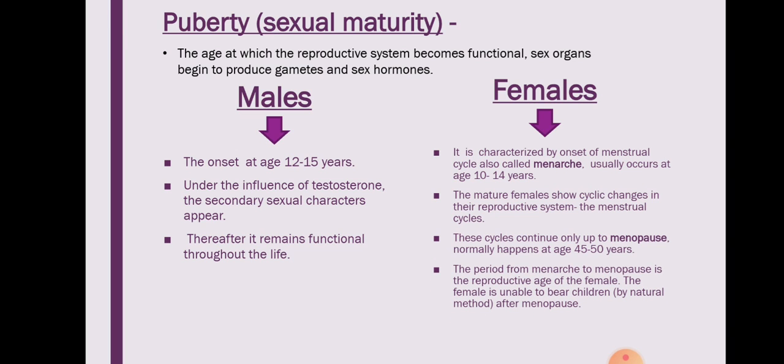Now, this period between the onset of the reproductive cycle and the end of the cycle, between menarche and menopause, is called the reproductive age of the female. After menopause, the female is not able to bear children, as she no longer has the reproductive cycles. Menarche, menstrual cycle and menopause are all controlled by gonadotropic hormones, which are secreted by the pituitary.